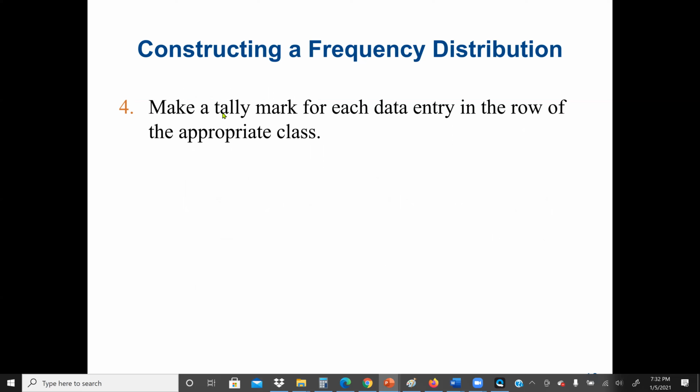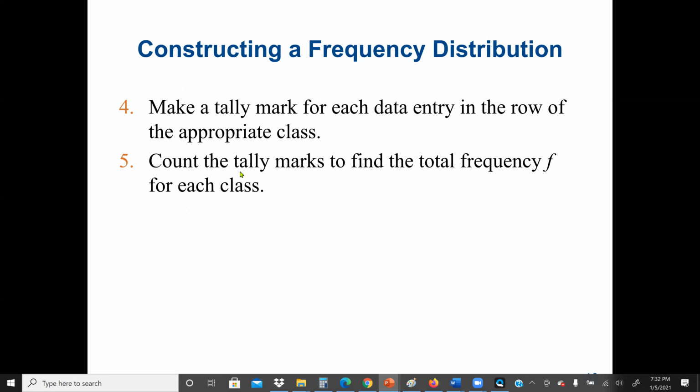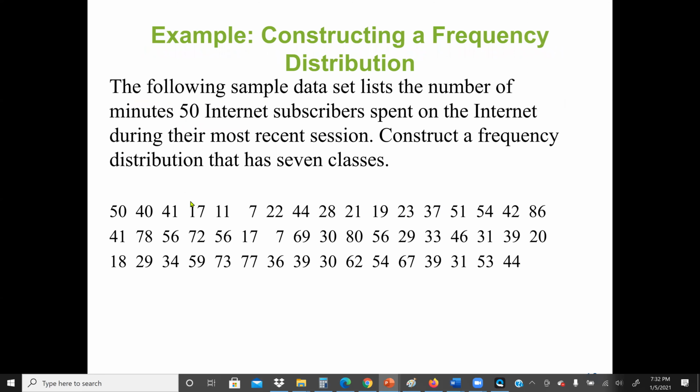Then we start to get our frequency now. So make a tally mark for each data entry in the row of the appropriate class. Then we count the tally, and that gives us the total frequency for each class. So let's see an example. Hopefully this example will clarify the steps for us.